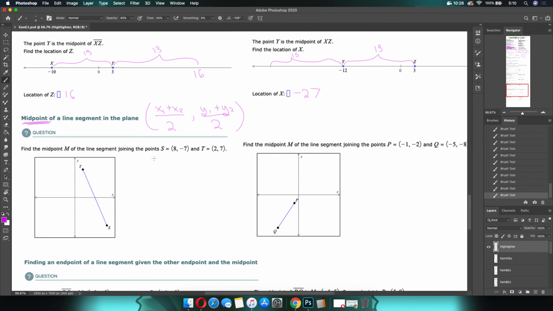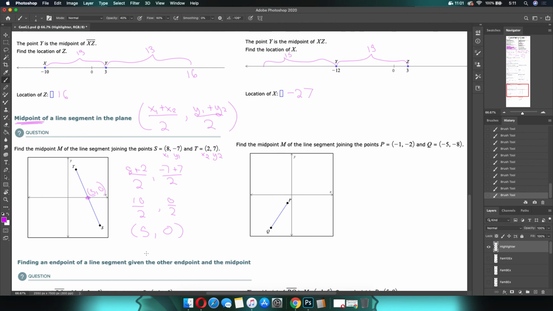So if I'm looking at this, there's x1, y1, x2, y2. So we're going to lump our x's together, so 8 plus 2 divided by 2. And then we're going to lump our y's together, negative 7 plus 7 over 2. What do we get? 8 and 2 is 10 over 2. That's going to be 0 over 2. So our coordinate is 5, 0. That's our midpoint, and that's what they're looking for.